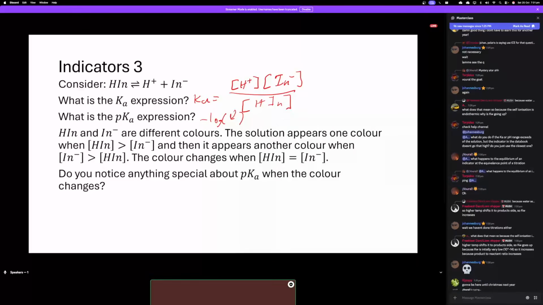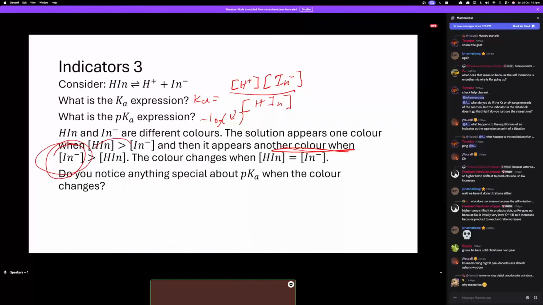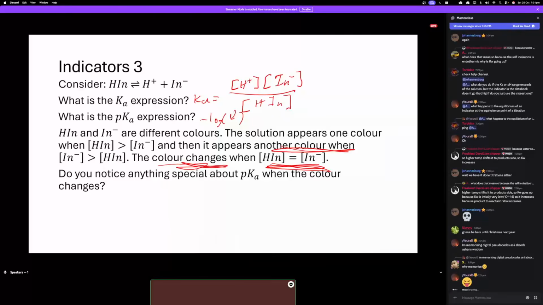So HIn and In minus are different colors. The solution appears one color when I have more HIn than In minus, and another color when I have more In minus than HIn, right? So the color change will flip from one color to another when these two are equal. Do you notice anything special about pKa when the color changes?